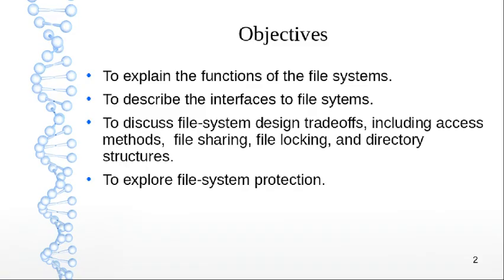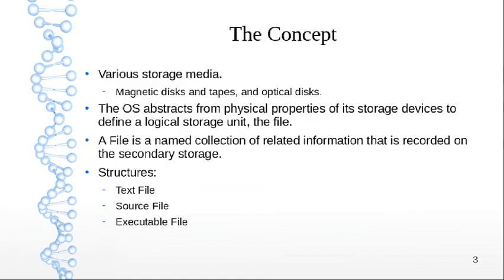I have here the four different objectives of the topic. The first one is to explain the functions of the file system, to describe the interfaces of the file system, to discuss file system design trade-offs, including access methods, file sharing, file locking, and directory structures, and to explore file system protections.